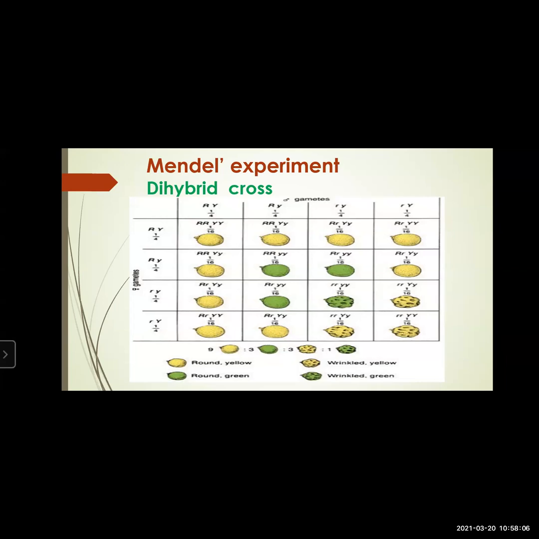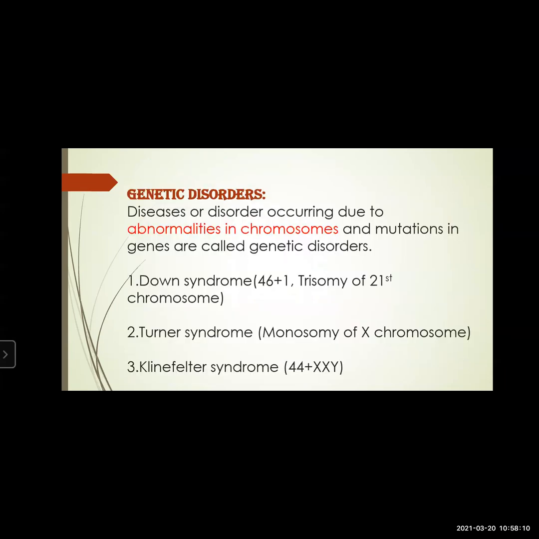The next topic in this chapter is genetic disorders. Diseases or disorders occurring due to abnormalities in the chromosomes and mutations in the genes are called genetic disorders, right? As we all know, if the disease is because of virus, we call it a viral disease. If the disease is because of bacteria, we call it a bacterial disease.